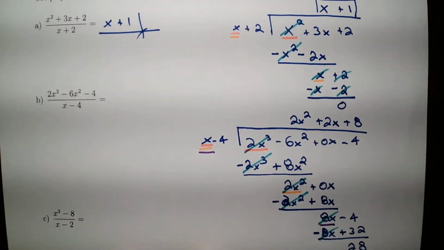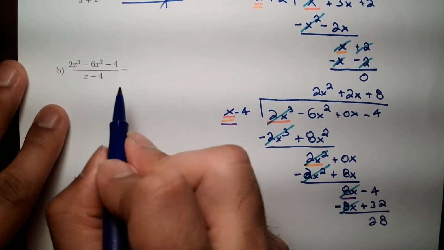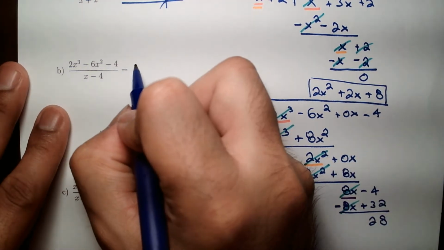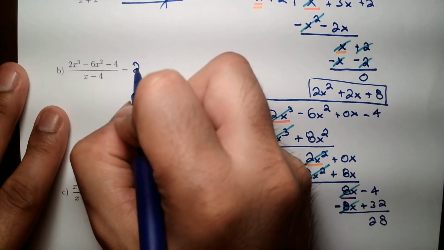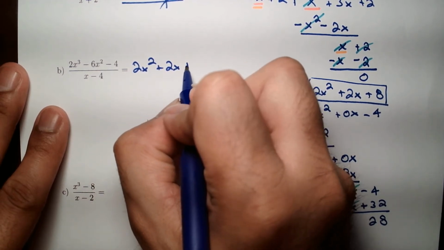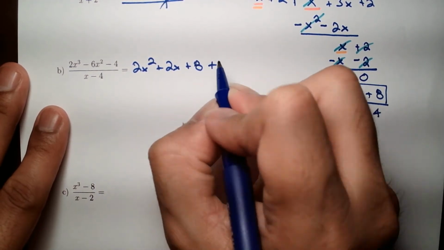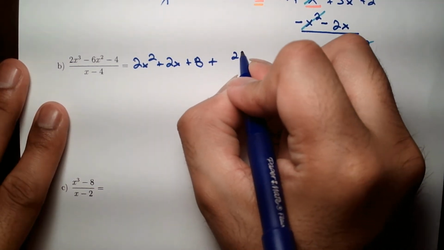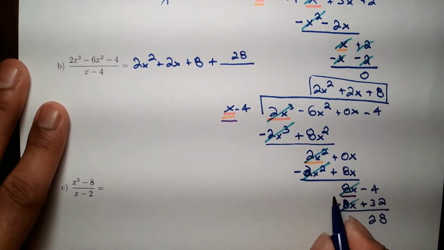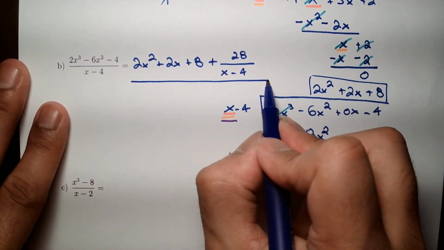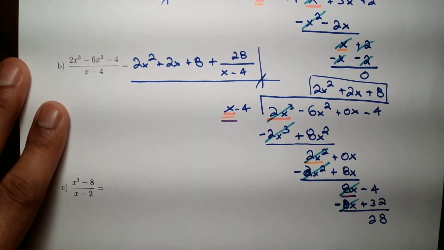So we're going to do the same in this case. We're going to write this quotient. I'm going to box the quotient, which is 2x squared plus 2x plus 8, plus the remainder, which is 28, over the divisor, which is x minus 4. All right, and let's box all this. That's our final answer.